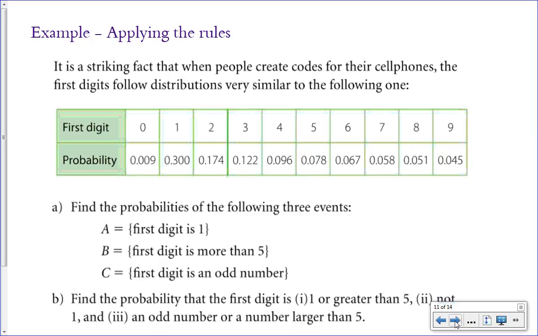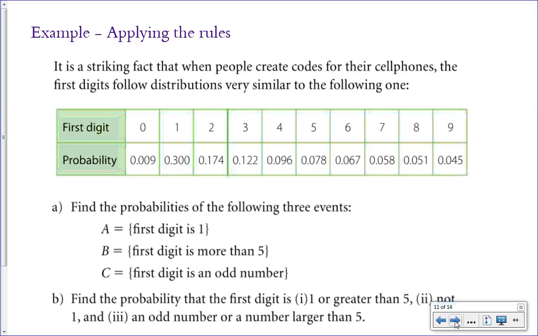Here's another example that we can use applying our rules. So we've got when people create codes for their cell phones, like a login number, the first digits tend to follow this distribution. So a lot of people choose 1, 2, and 3 as their first digits. As you can see, those probabilities are significantly higher. Almost nobody chooses 0 as their first digit. And then also descending as you get up towards 9, fewer and fewer people choose those for the first digit of their cell phone login.